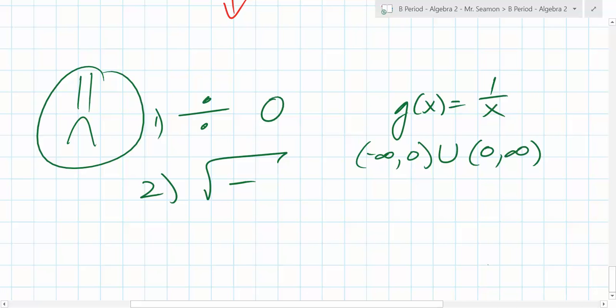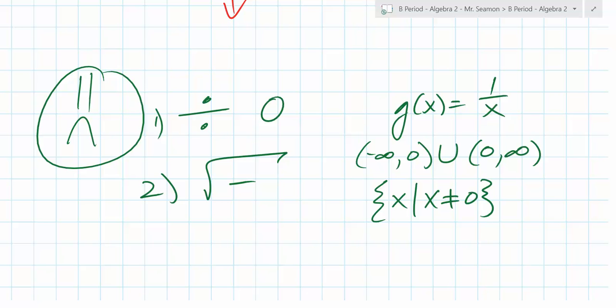And one thing that mathematicians like to do is they like to write words as symbols. You might see this, x such that x doesn't equal what? 0. Or you could write out the sentence, all real numbers except for 0. That would be totally acceptable. Totally acceptable to say that. But mathematicians like to write things.